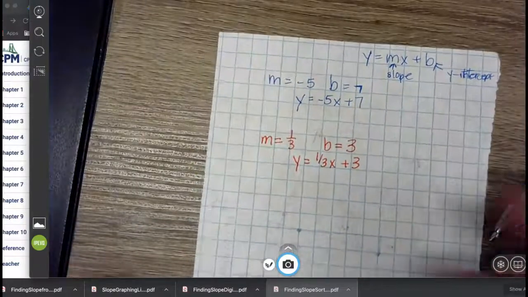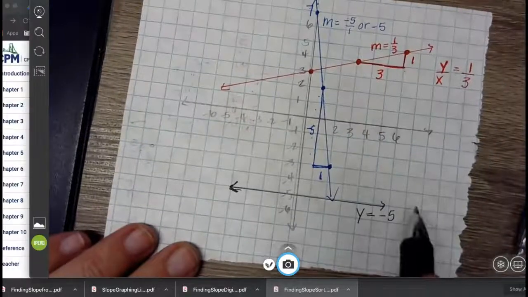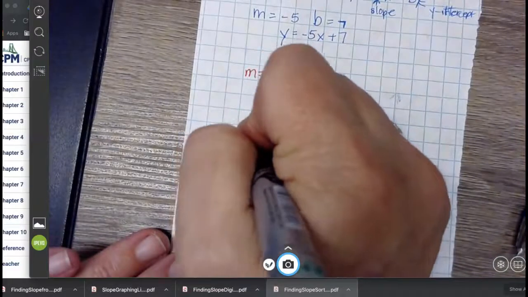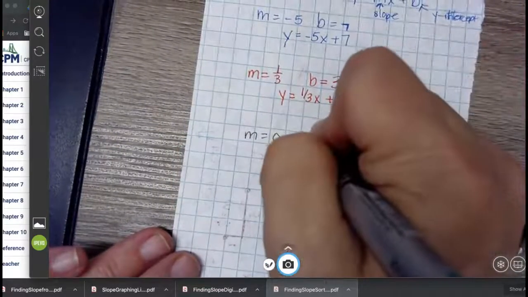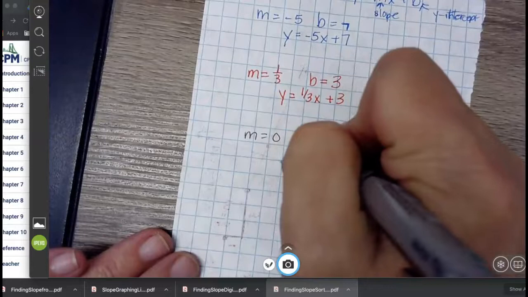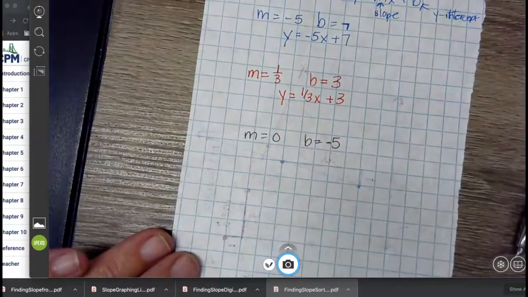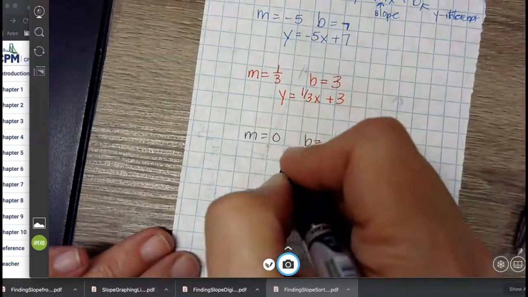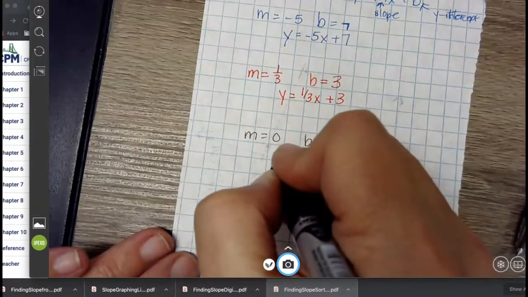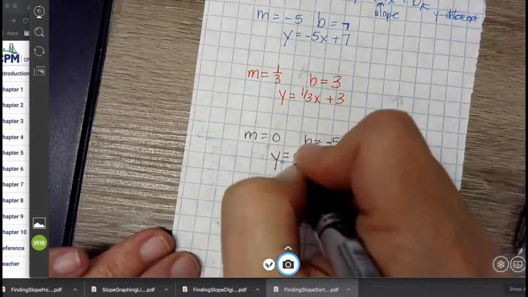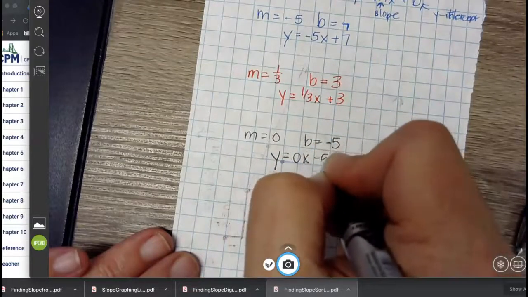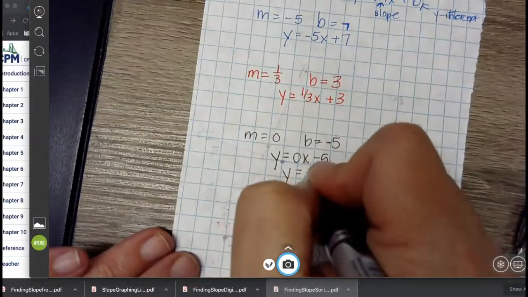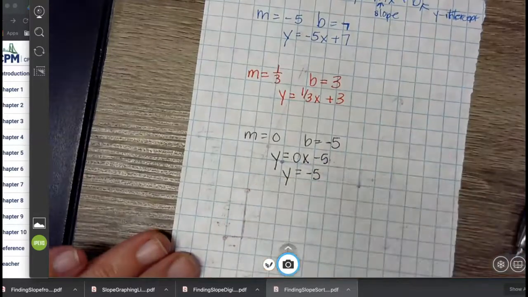On our black line, if we remember looking at it, it didn't have a slope. So m equals 0, and where it intersects the y-axis was at -5, if I remember right. I can still make this into an equation using the y equals mx plus b form, slope-intercept form. So it's going to be y equals 0x minus 5. Well, 0 times x is 0, so when we simplify that, it is y equals -5.